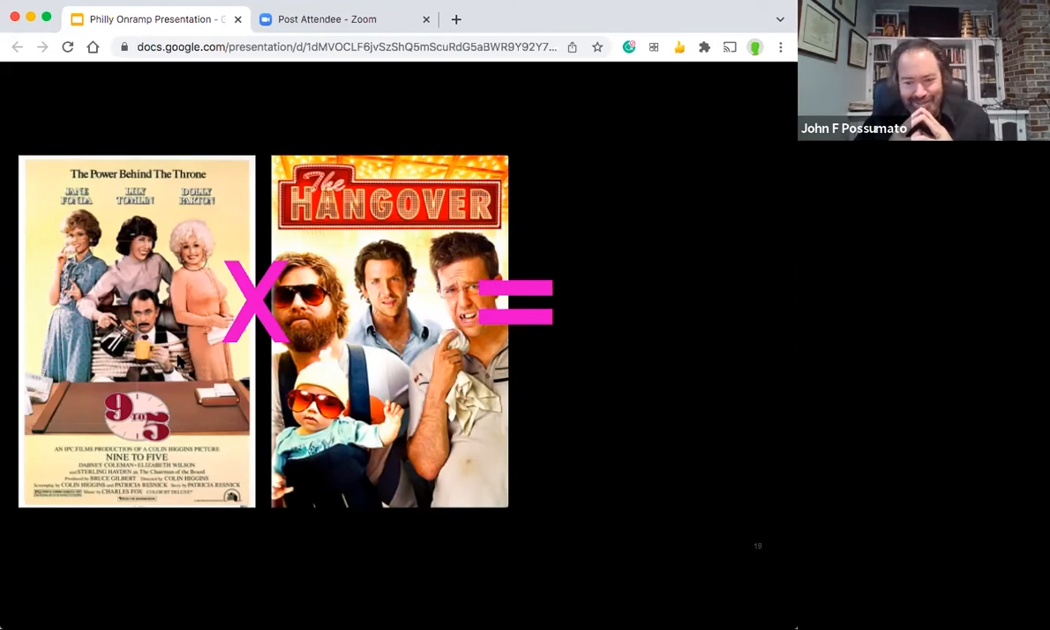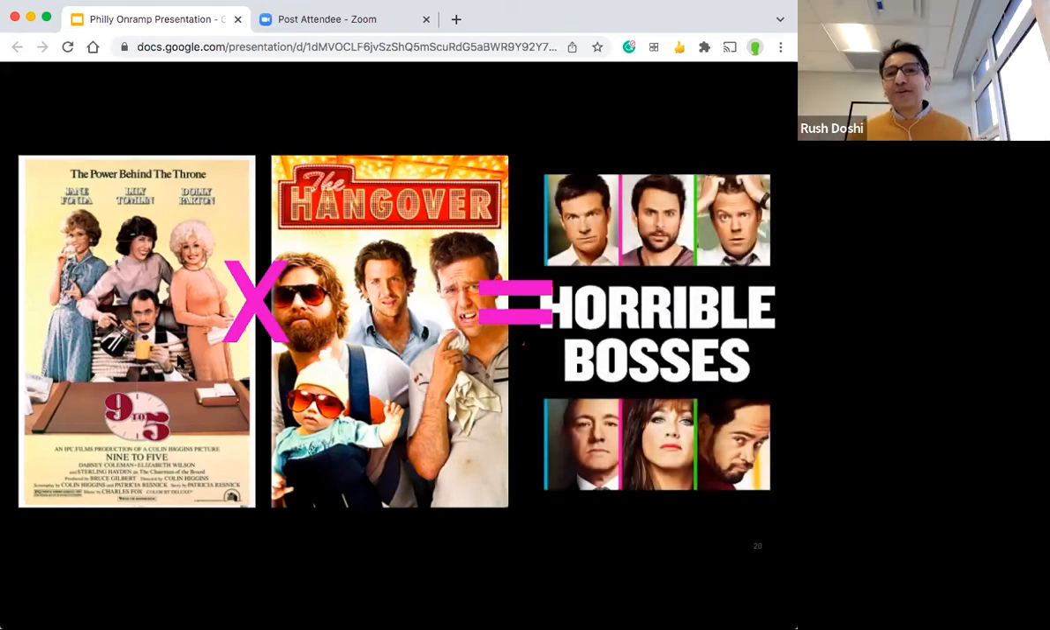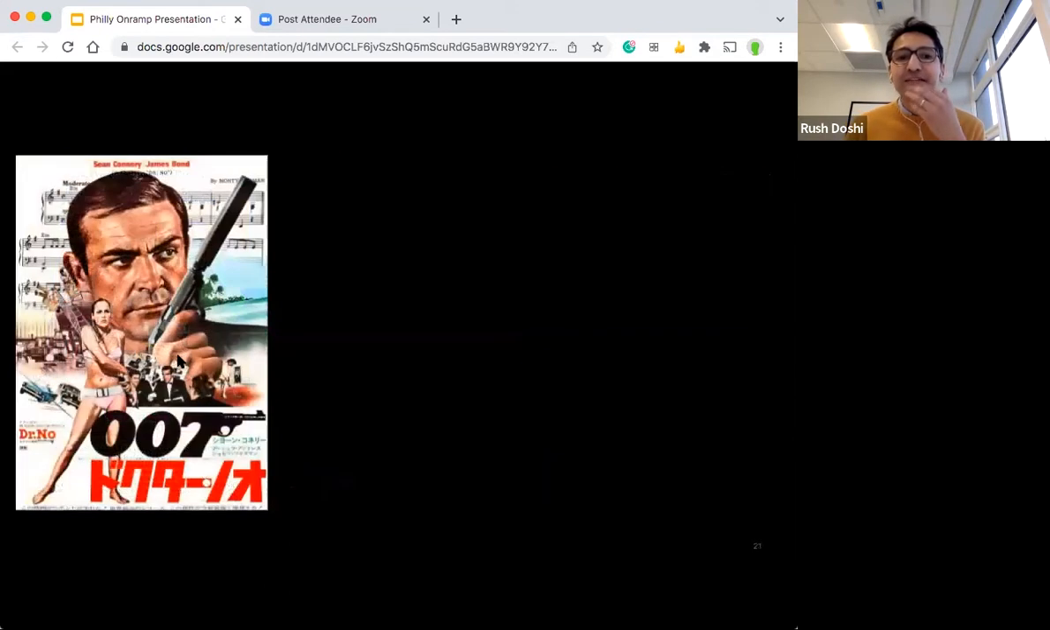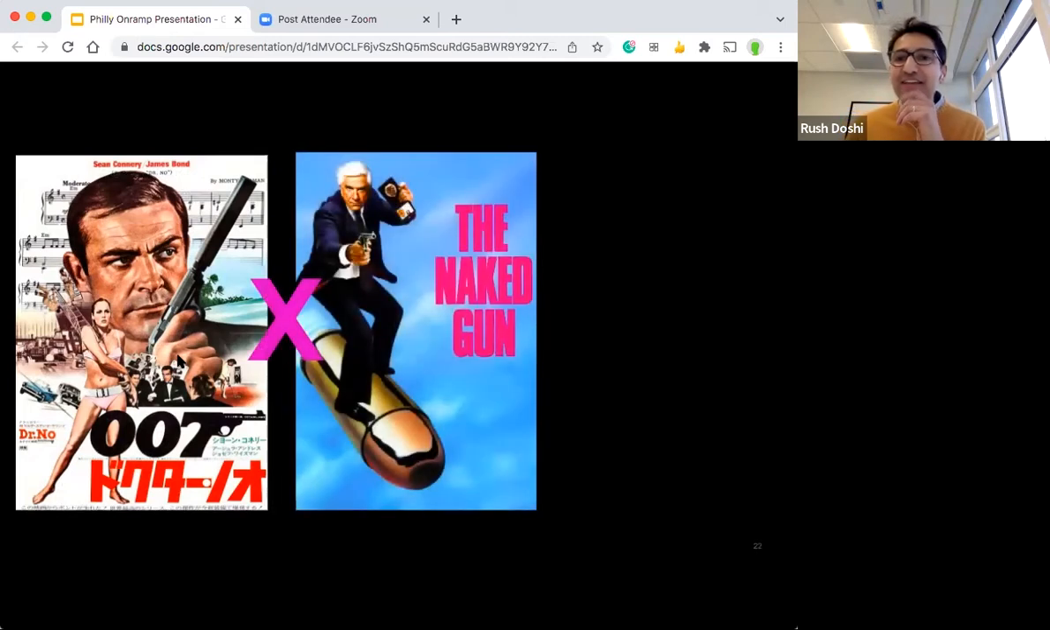Well, you get Horrible Bosses, right? You get a movie that combines both elements. I don't know if you've seen that, but it became pretty successful. So you make a franchise out of taking ingredients from a couple of things that worked. Let's do another one, right? You've got James Bond 007, and then you've got the Naked Gun. Combine those two together, what do you get? Any guesses?